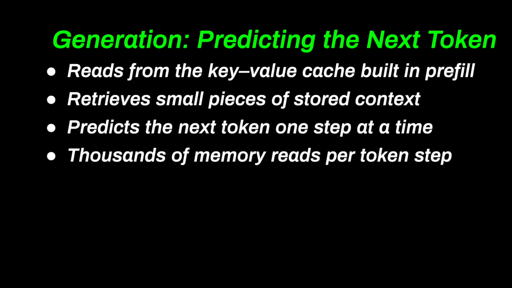Generation looks back through the data gathered in prefill. The model's short-term memory of the conversation, known as the key value cache, retrieves small pieces of stored context to predict the next token. Each step triggers thousands of small memory reads for every bit of math.